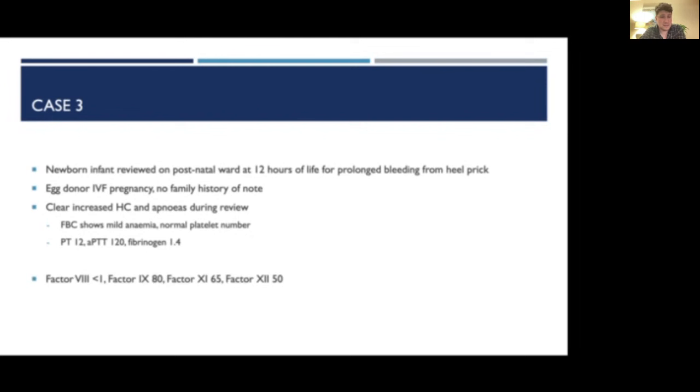And when we do the testing, the factor 8 is undetectable, but the factor 9, 11, and 12 are normal, and we've done a VW in there, which is normal. So this would be consistent with hemophilia A, or inherited factor 8 deficiency. Now, there's a huge spectrum of hemophilia A, because we've learned already that normal would be a factor level of 50% or 50 international units per deciliter plus.